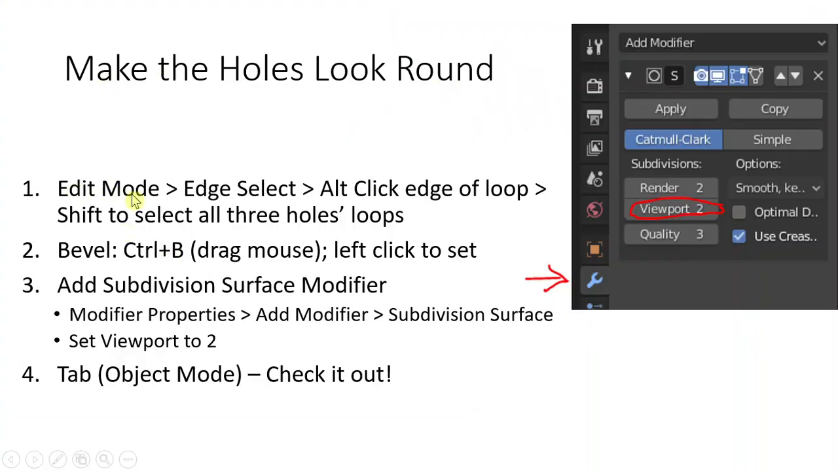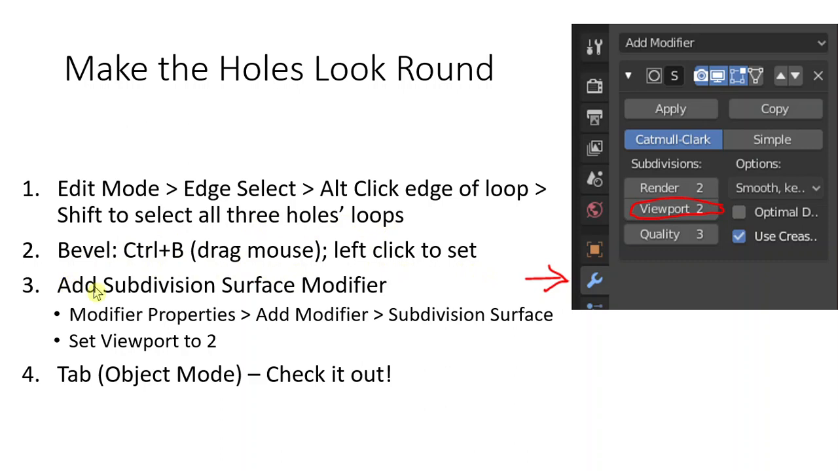You're going to go into edit mode. You need edge select. We're going to select that loop. So Alt and then clicking the edge of the loop will select the first loop, but you want to select all 3 of them and do the work all at one time so that they're all beveled exactly the same. And you're going to hold down Shift and Alt to select the other loops. So you should have 3 loops selected now. And then Bevel, the shortcut is Control plus B. Then you just drag your mouse and then left click to set it.